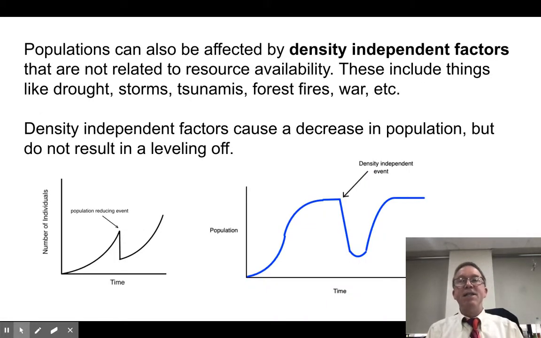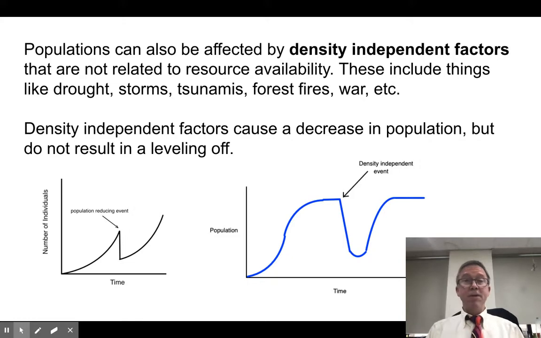And the last thing I want to say is there's also what we call density independent factors. Now remember, density dependent factor means the larger your population, the more this is going to be a problem. The bigger the population is, there's only so much food. When the population gets big enough, there's not enough food to go around. That's a density dependent factor. But you can have density independent factors that have nothing to do with resource availability. Generally, these are things that are kind of out of the blue, like a drought, a storm, an insect infestation, a tsunami, a forest fire, a war. Things that are sort of a one-off, that don't have to do with the size of the population. It's just a random event that has the effect of dropping a population.